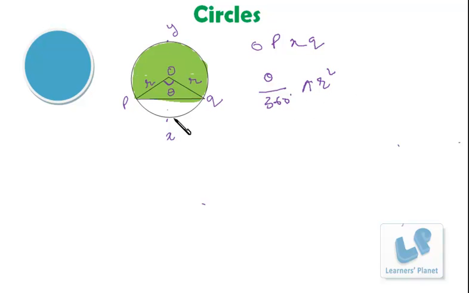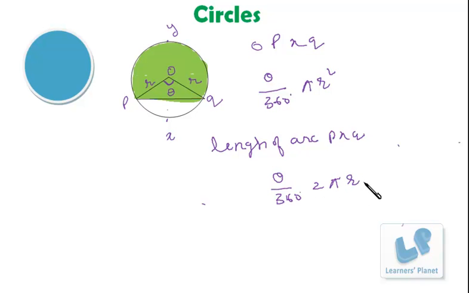And suppose we wish to calculate the length of this arc, length of arc PXQ, further it will be dependent on this angle, so it is theta by 360 times 2 pi r. 2 pi r is the complete circumference, so whatever this angle will be, that will be the part from 360, so 2 pi r into theta by 360 will be the length of this arc.